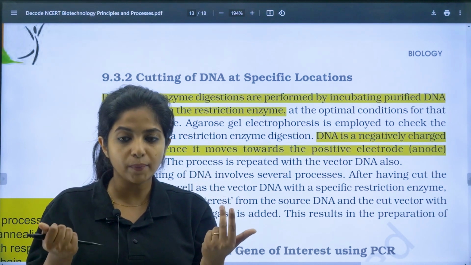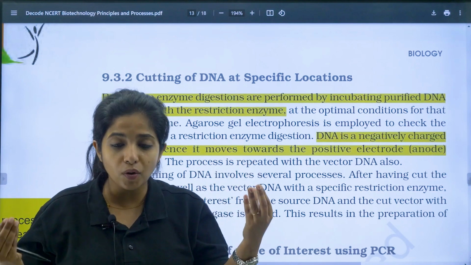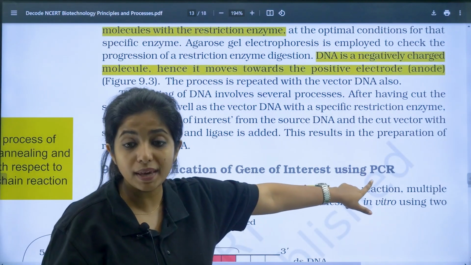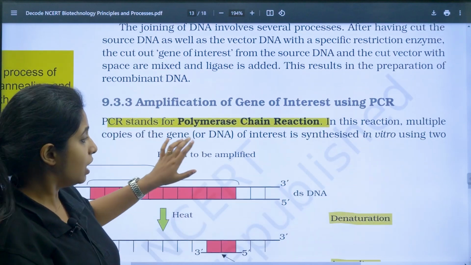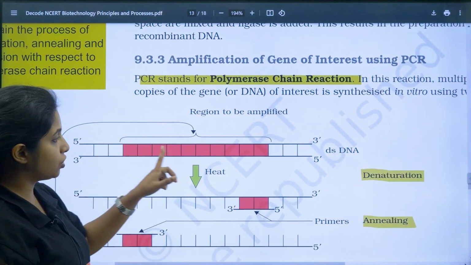Now, one or two copies might not be enough. So, we have to increase its number. We have to amplify the amount of DNA which is there. How do we amplify it? We amplify it with the help of PCR. What is it? Polymerase chain reaction, my dear children. What happens in PCR? Suppose this is a gene of interest that we are having.